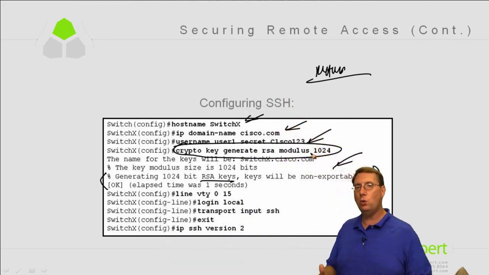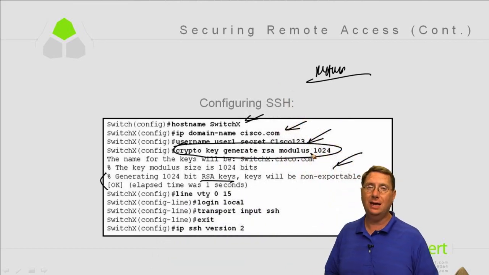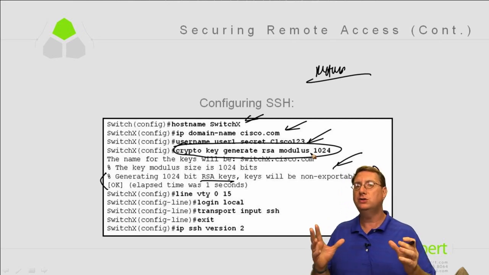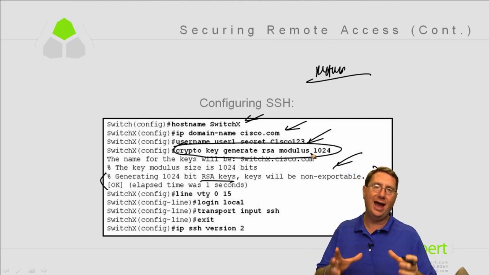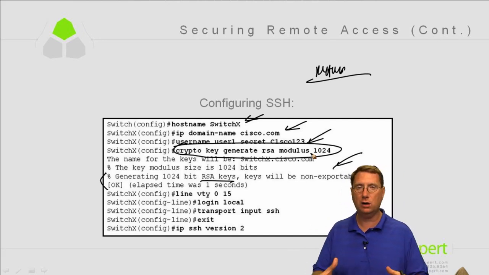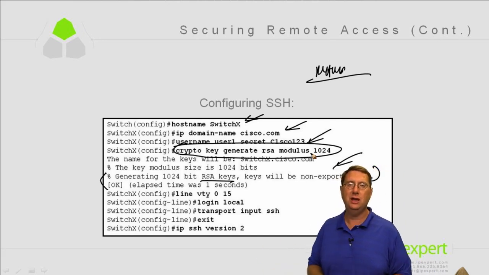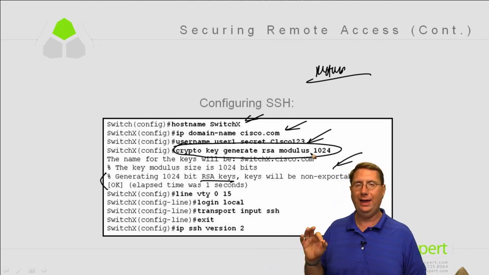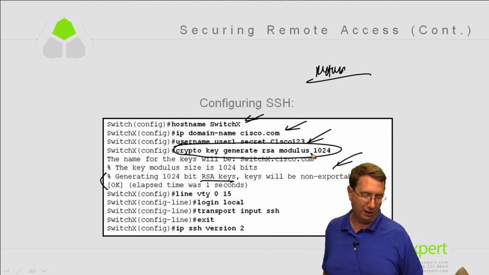So if I have a 128-bit modulus, that means I'm going to have a much more secure or much more difficult password or key to hack or overcome or copy than I would if I was using a lower level of modulus for the calculation.